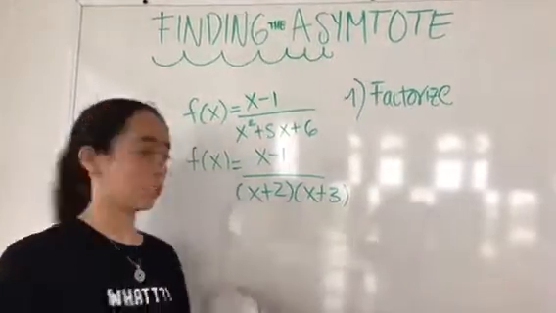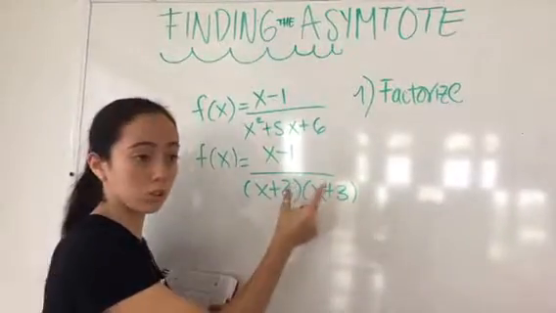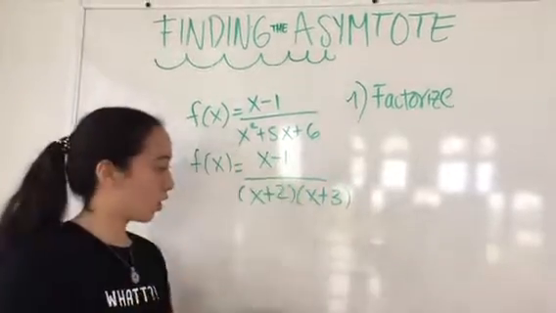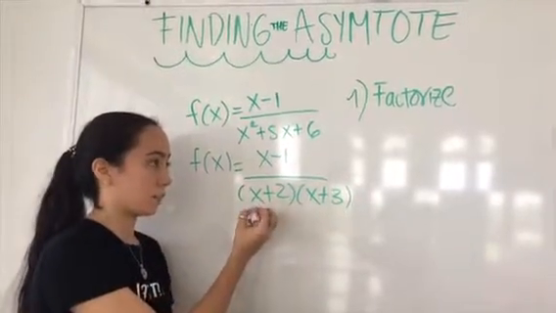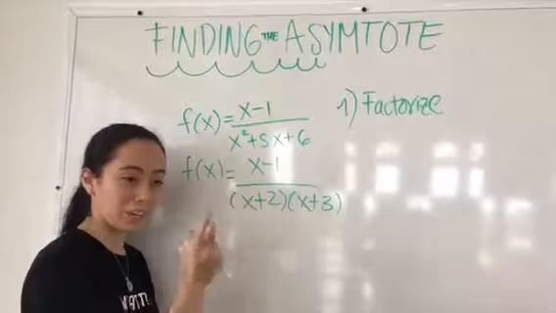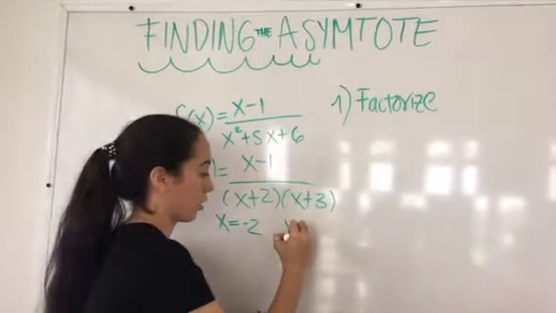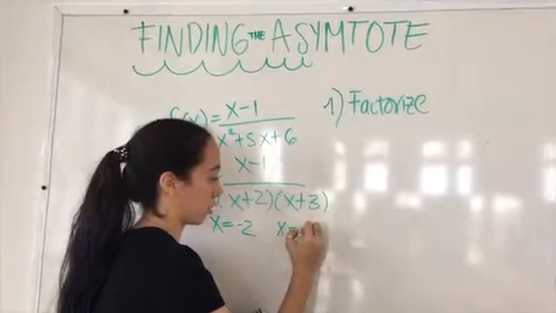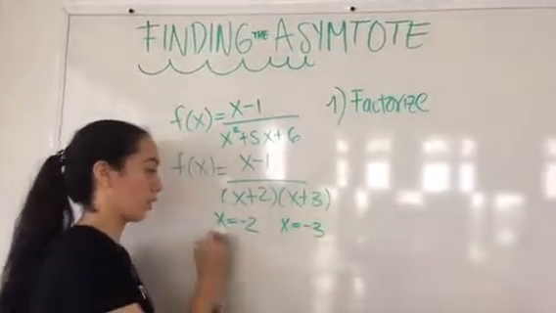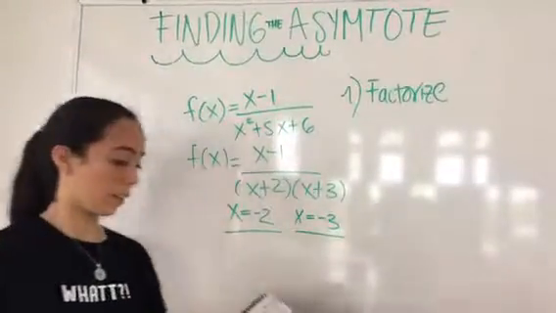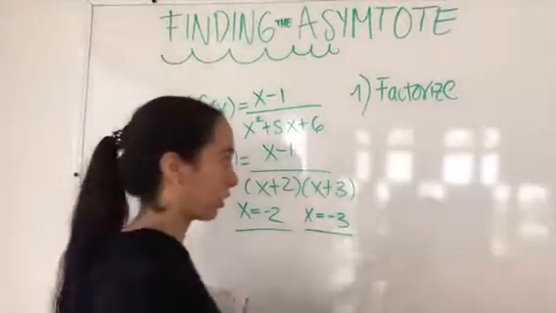Once we have these two terms, two factors, we equalize them to 0, and we get the two vertical asymptotes. And these are the answers, and this is how they will look in the graph.